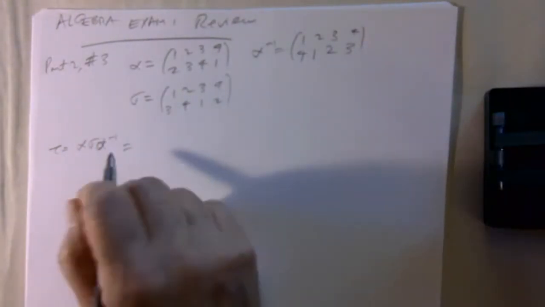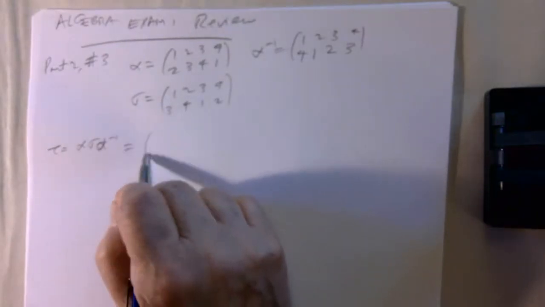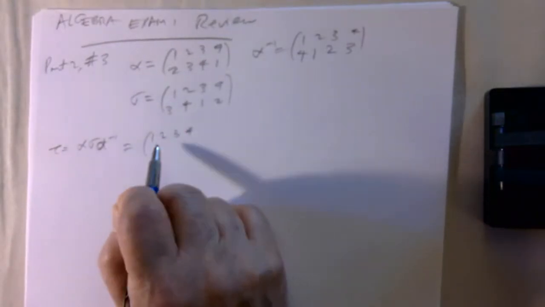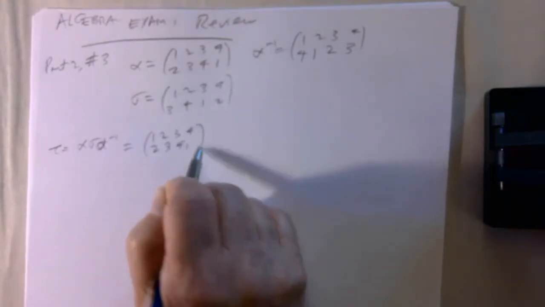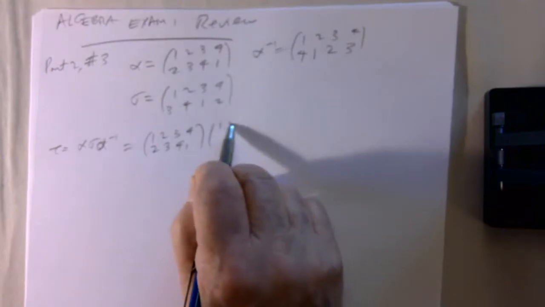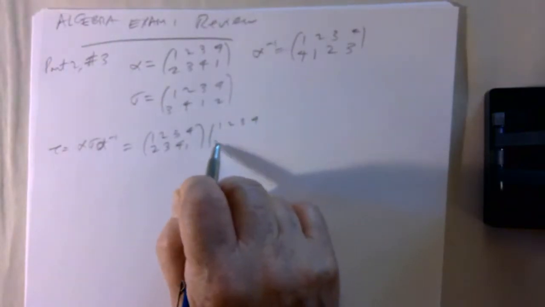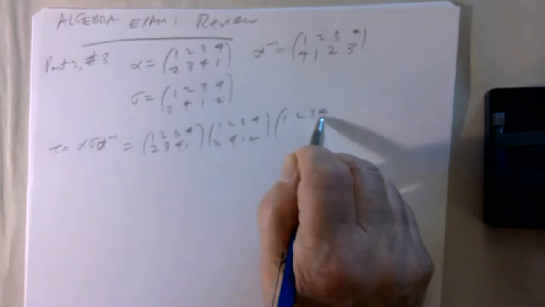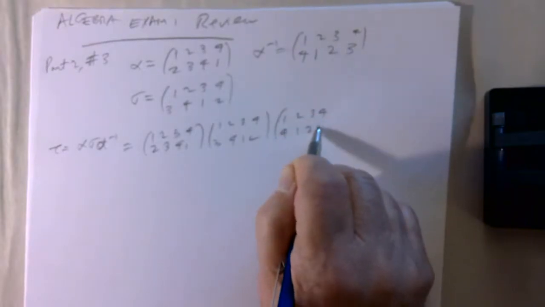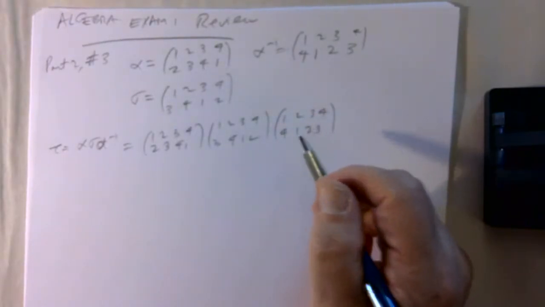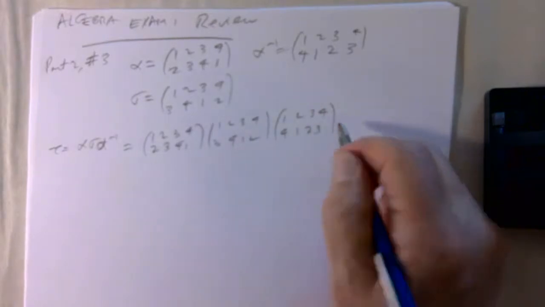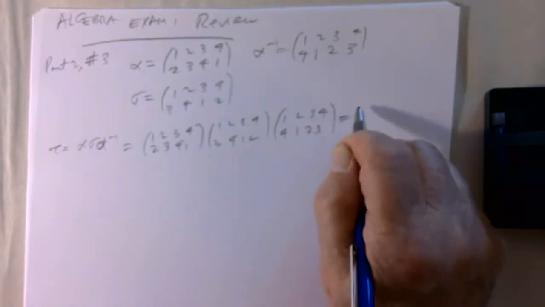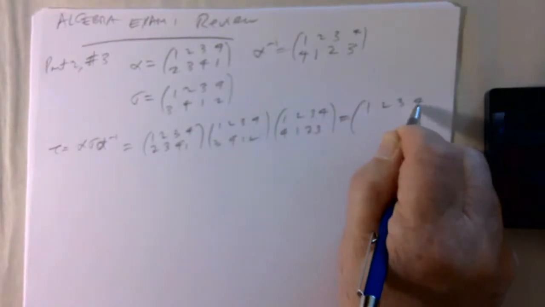So tau is the product of these 3 permutations: 1, 2, 3, 4, 2, 3, 4, 1. 1, 2, 3, 4, 3, 4, 1, 2. And 1, 2, 3, 4, 4, 1, 2, 3. So this is one way to do it. So this is the product of the 3 permutations written in standard form.